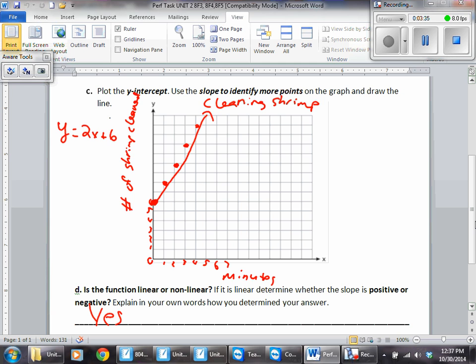A lot of people mixed up linear, nonlinear, and direct variation. Direct variation is when a line goes through the origin, not linear or nonlinear. So this is how you interpret these word problems, and this is how you graph.